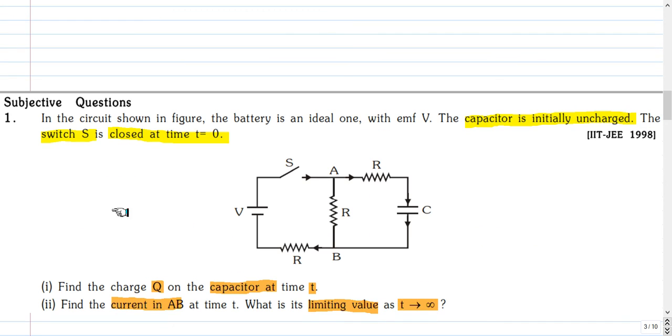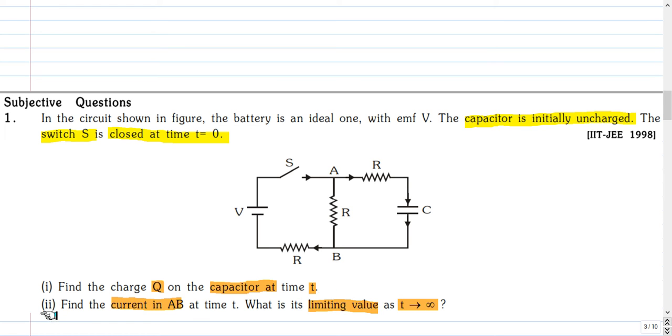This is the next question. In the circuit shown in the figure, the battery is an ideal one with EMF E. The capacitor is initially uncharged. The switch S is closed at time t equal to 0. Find the charge Q on the capacitor at time t.